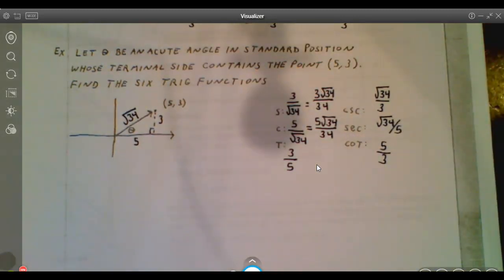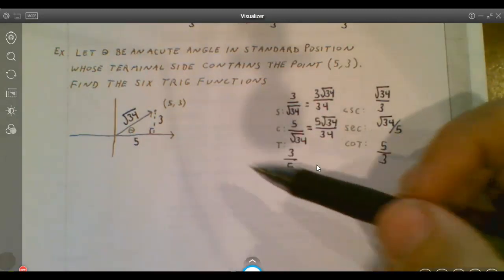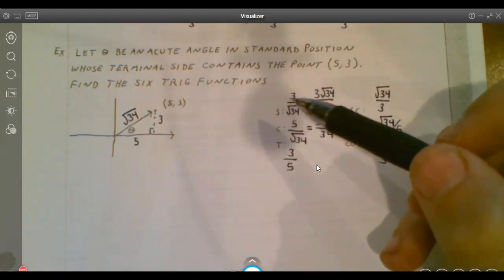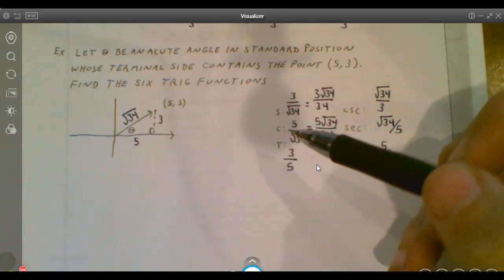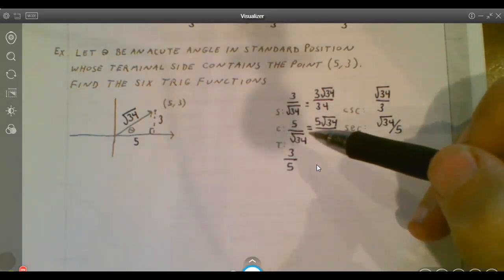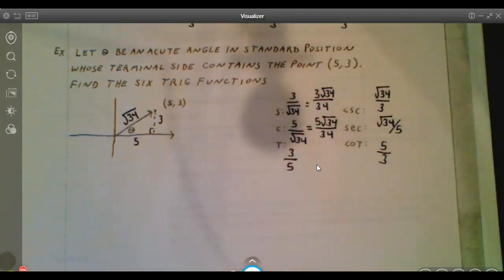One of the things that we're going to learn as we move through is that tangent is the same thing as sine over cosine. So if I did my sine value divided by my cosine value, you would see it just becomes 3 over 5. So we'll work on more of that as we go through. Let me flip.